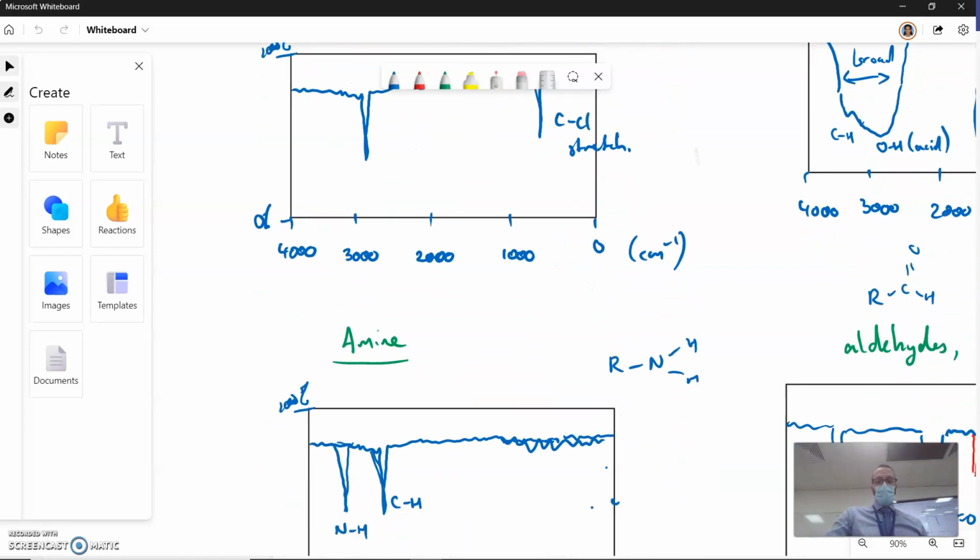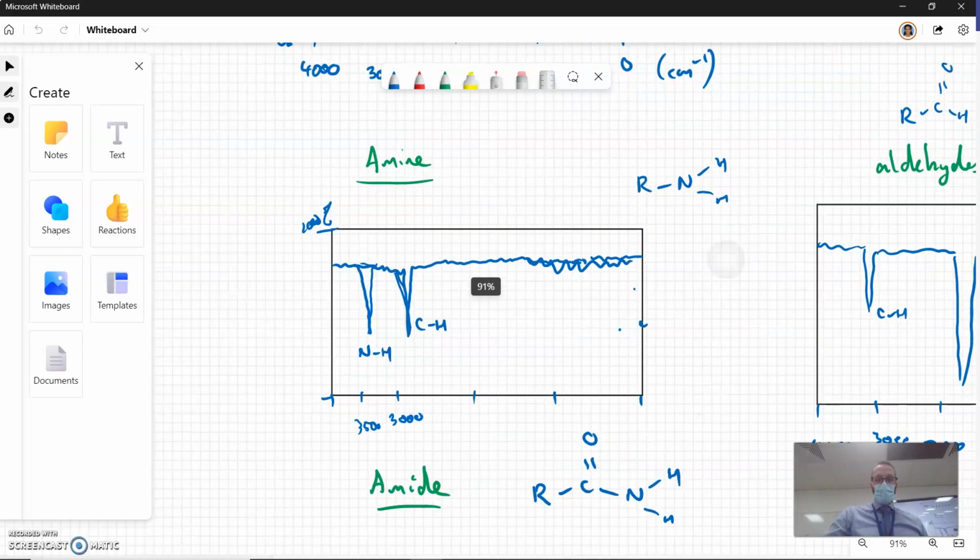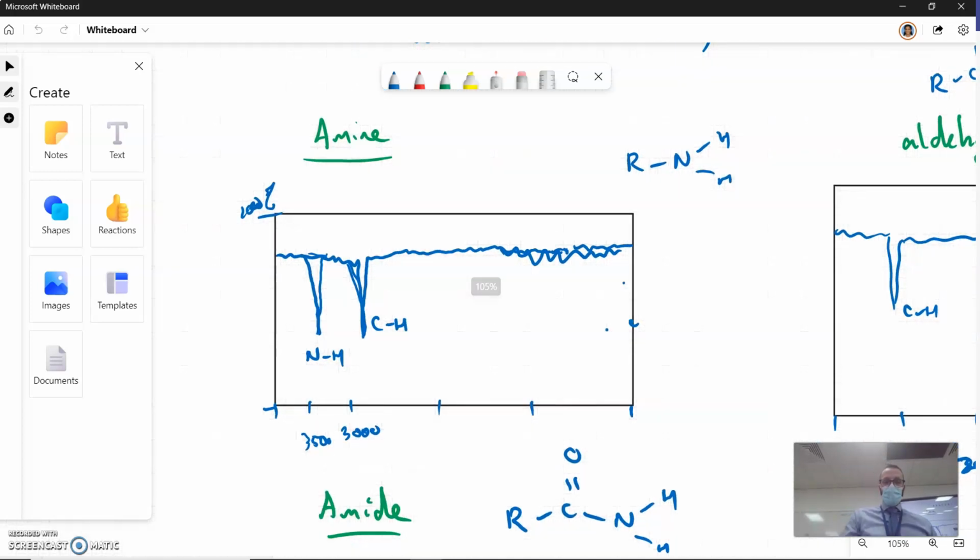Okay, let's look at amine now. Amine, obviously our RNH2. We're going to see our C to H stretch, narrow. We're going to see an N to H stretch. Remember, N to H is reasonably narrow, 3300 to 3500. So we're going to see very little overlap between these two peaks. Two distinct peaks, both of which are rather narrow.